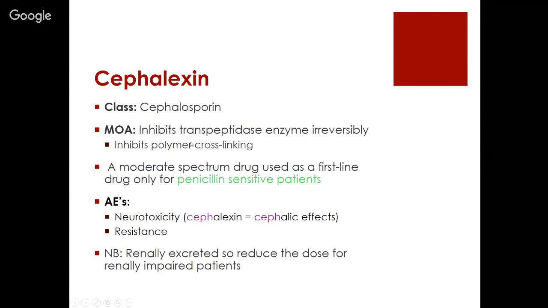Cephalexin is pretty much the same thing. It also is a transpeptidase inhibitor. It's also renally excreted. It has the same problem of resistance. It's slightly more toxic, which is why it isn't the first line drug. It's got the issue of neurotoxicity. But when you've got a penicillin sensitive patient, it will be the first line for them.